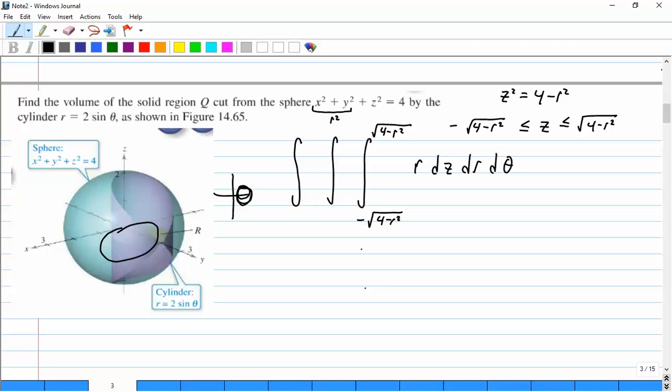All right. So what are the boundaries for the r then? From 0 to 2 sine theta. Okay. Now what about the theta?